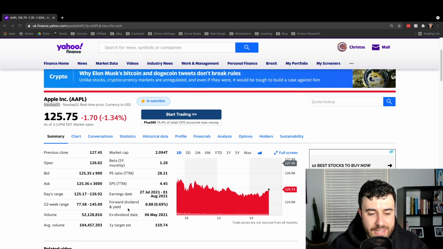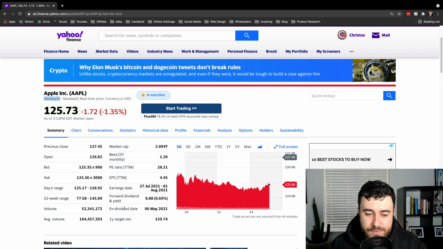Next up is the forward dividend and yield. So basically all this means is how much did Apple pay out in dividends last time. So in this case it's 0.69%. So if we took this share here of $125.75 at the moment, and the dividends were being paid out on that share price, for every share that you hold of this company, you would get 0.69% of that figure. So it doesn't sound like much, but a lot of people hold a lot of shares in Apple, and over time this can really add up. So it's a really interesting figure to work out. And just the 0.88 there, that is the actual figure of the stock price that was paid out. So 0.88 cents per share.